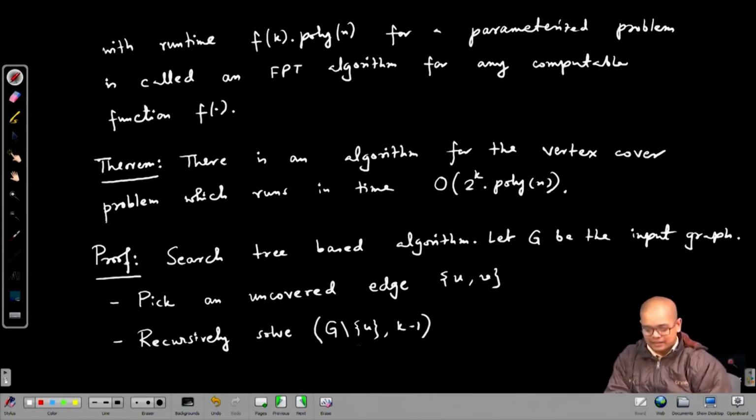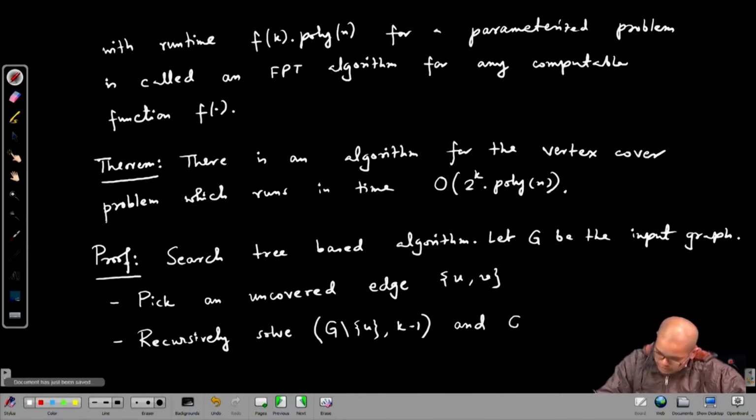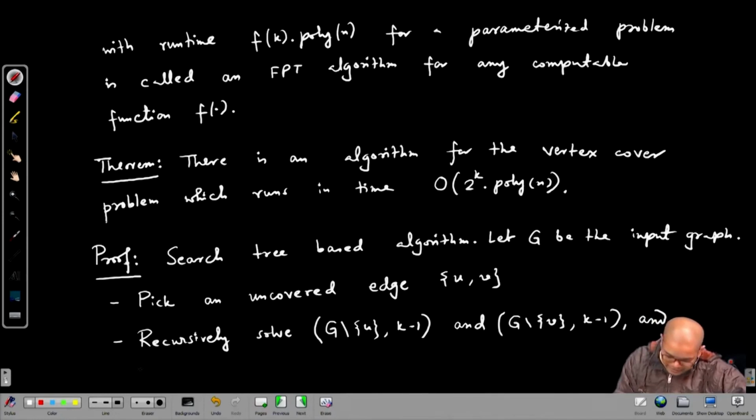Now you see that input consists of two things. One is the instance and another is the parameter. The parameter value also drops. So recursively solve this, and you try both the possibilities, and return yes.